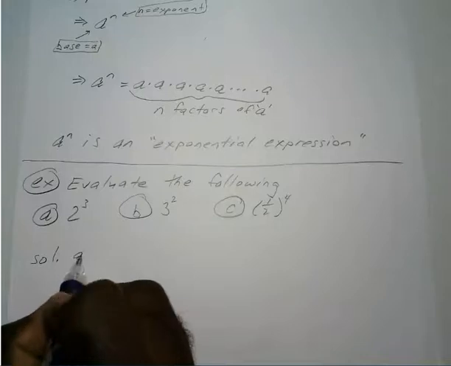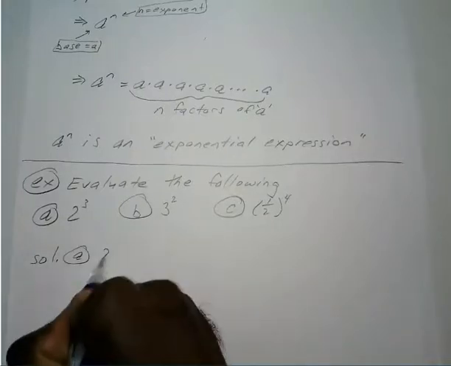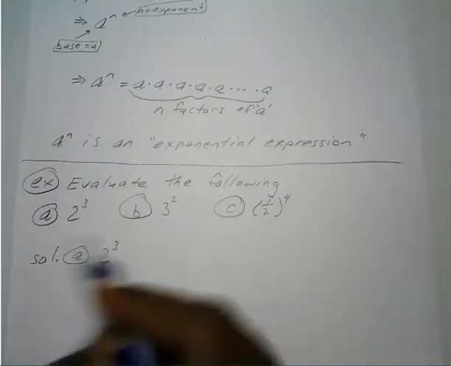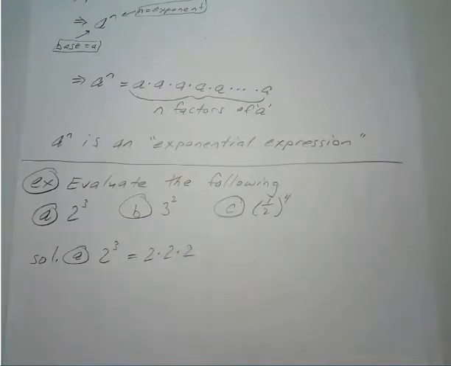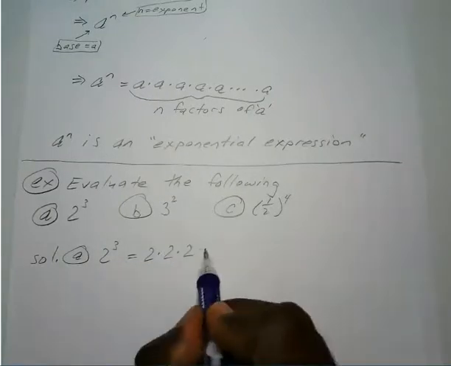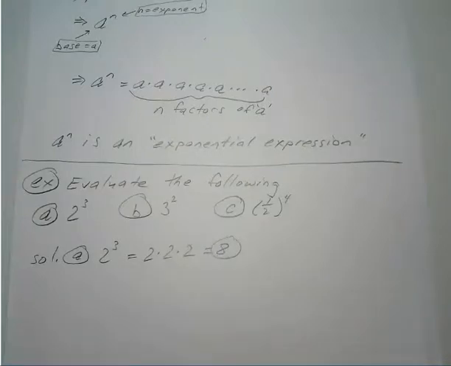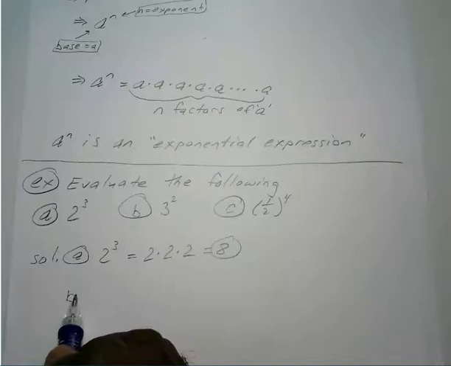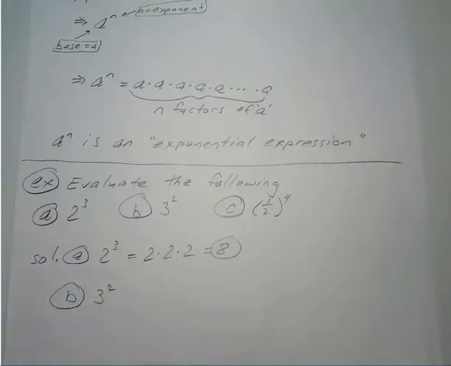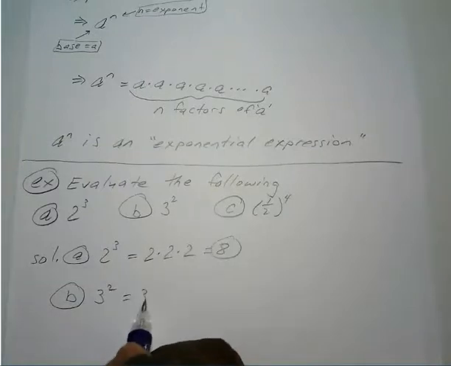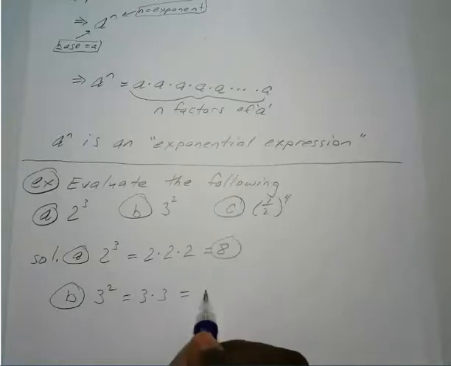So to solve these, problem A, you have 2 to the third power. That's just 2 times 2 times 2. Okay, so 2 times 2 is 4. That 4 times 2 will equal 8. So 2 to the third power is equal to 8. Say for problem B, you have 3 to the second power. Then that's going to equal 3 times 3, which is equal to 9.